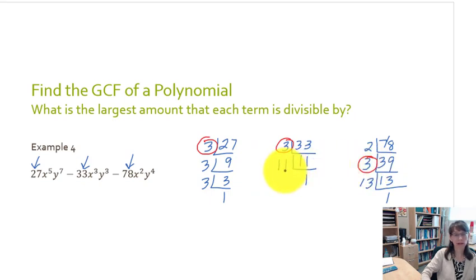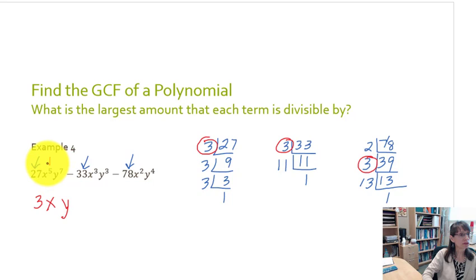11 is not found in all 3. 13 is not found in all 3. 2 is not found in all 3. So the factor of 3 is the only common numerical factor for all 3 of our terms. Now we'll take a look at the variables. xy, xy, xy. All terms have some amount of x and some amount of y. Let's check out the powers.